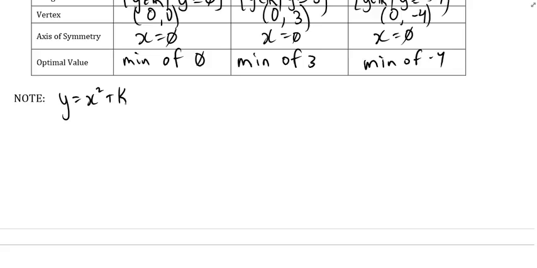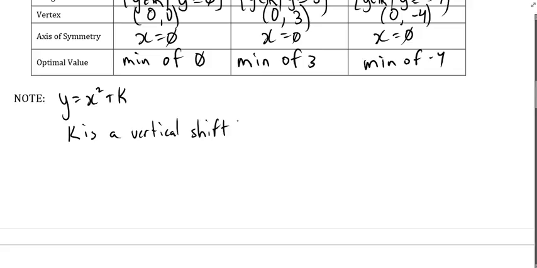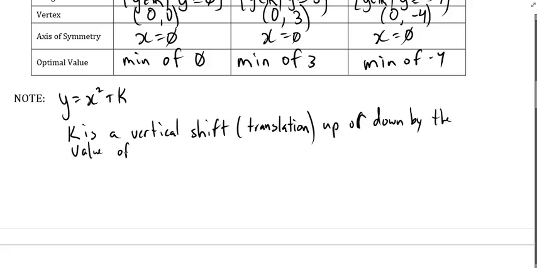K being constant doesn't really stand for anything. Because there's going to be a whole bunch of kind of constants. So we can't just use k. Okay. So this is what we say. K is a vertical shift or translation. Two different words mean the same thing, shift and translation. Up or down by the value of k.